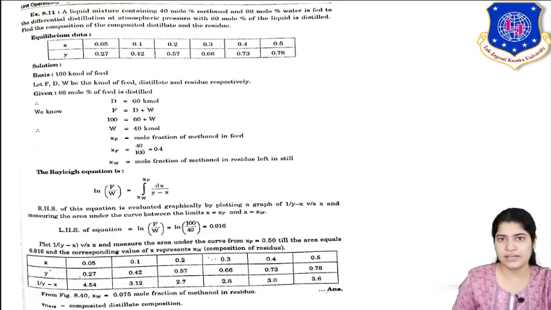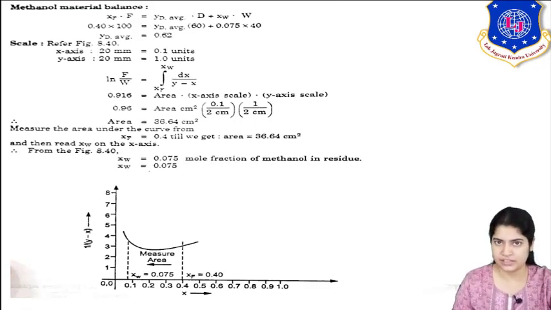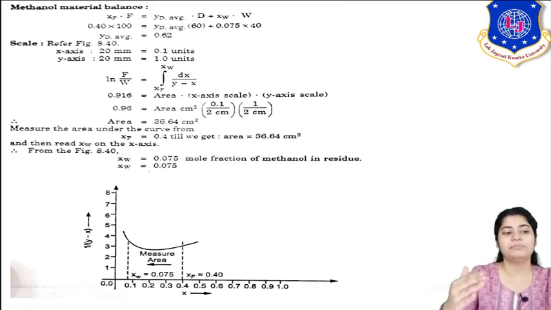Now what is the step? Starting from feed concentration, you have to shade the area obtained. How the area is obtained, we have to calculate after the methanol material balance. Okay, that is the later part. Now how to calculate the area?